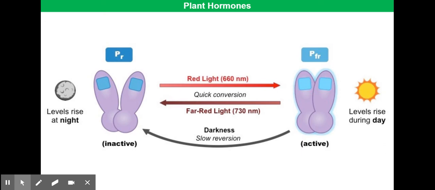In sunlight, phytochrome far red accumulates because more red light is absorbed than far red light, and red light is responsible for converting phytochrome red into phytochrome far red. In the dark, more far red light is absorbed than red light. As a result, we have the converting back of phytochrome far red into phytochrome red.